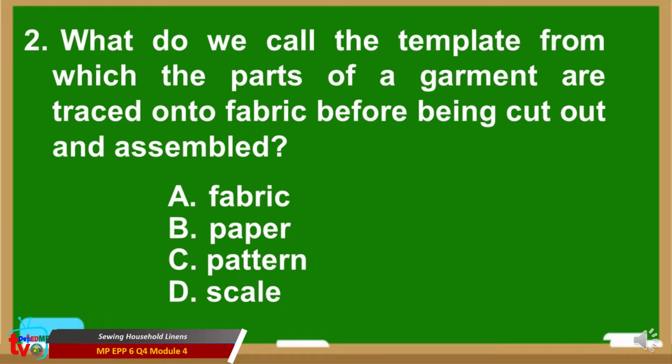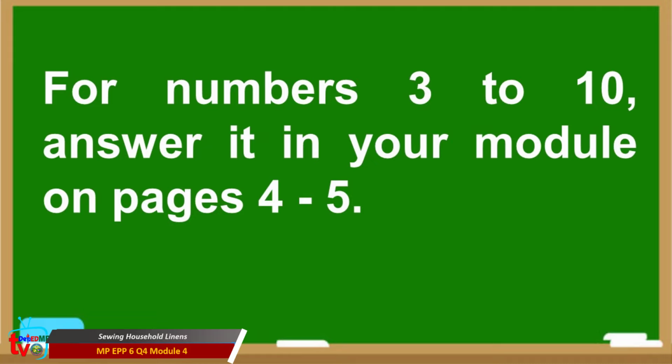Number 2. What do we call the template from which the parts of a garment are traced onto fabric before being cut out and assembled? A. Fabric. B. Paper. C. Pattern. And D. Scale. For numbers 3 to 10, answer on your module on page 4 to 5. Pause the video while answering, then press play if you are done.